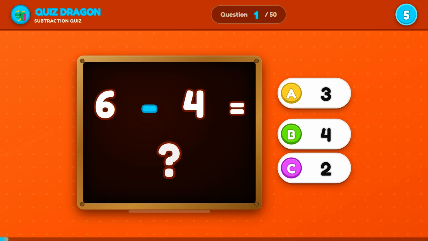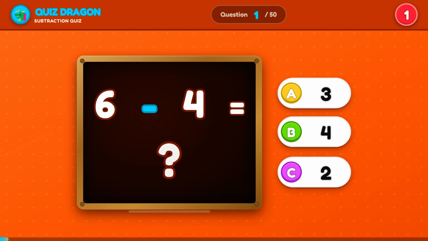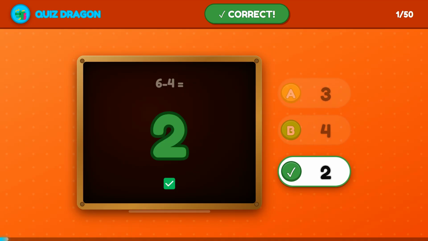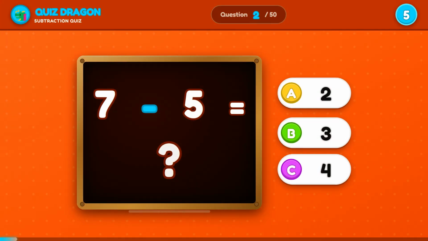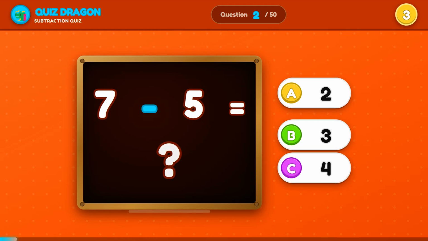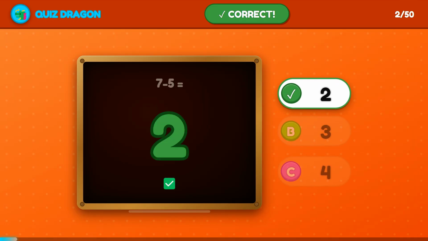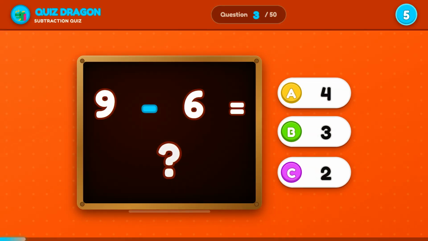Question 1. What is 6 minus 4? The correct answer is C, 2. Number 2. 7 minus 5 equals. The correct answer is A, 2. Question 3. 9 minus 6.